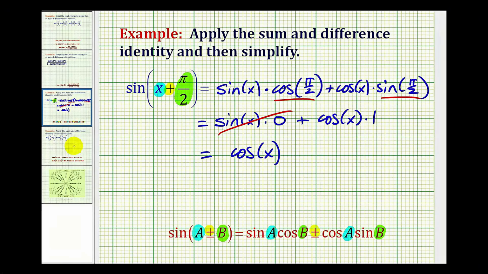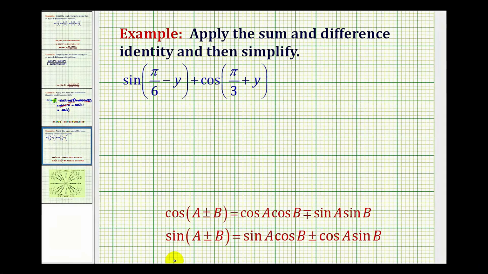Let's go ahead and try a second example. Here we have the same type of problem, but now we're going to have to apply both the difference identity for sine and sum identity for cosine. So in both cases, notice that A is the first angle. So we'll have pi over 6 here, here, and here. And we'll have pi over 3 here and here. And then the second angle here is B in both cases.